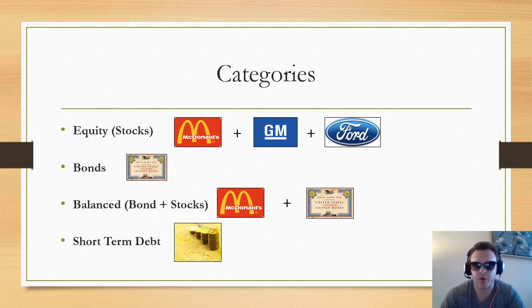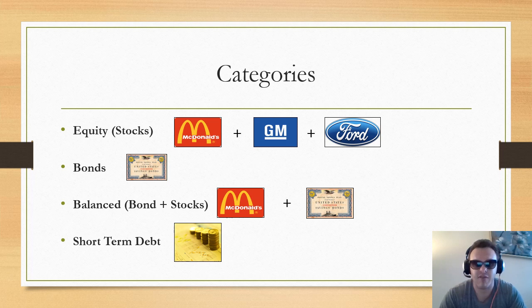So here I have some categories of mutual funds. All right, you got mutual funds that only invest in stocks, McDonald's, GM, Ford, for example. You have other mutual funds that only invest in bonds. You have mutual funds that invest in both bonds and stocks. And you have mutual funds that invest in short-term debt, such as money market accounts. All right, so equity, bond, balanced, and short-term debt mutual funds can all either be passively managed or actively managed.